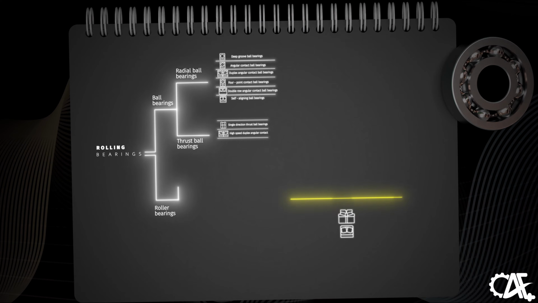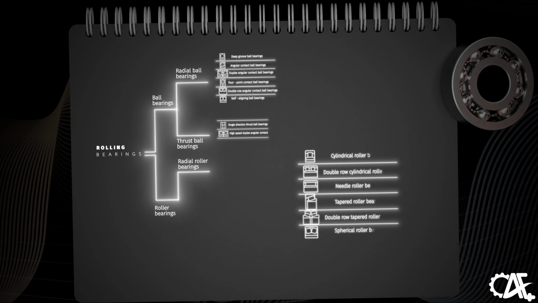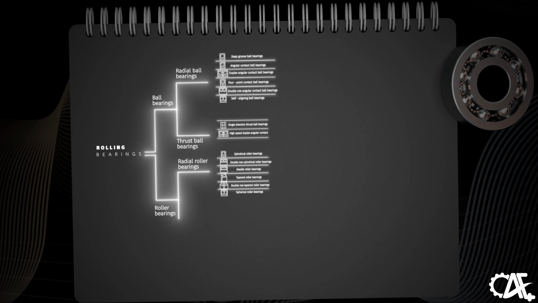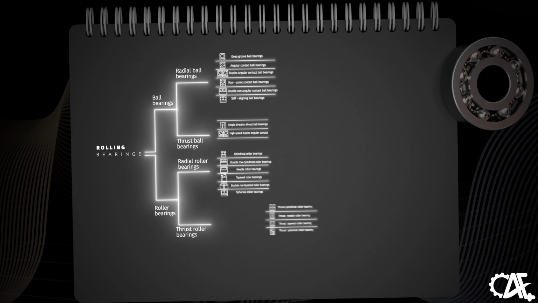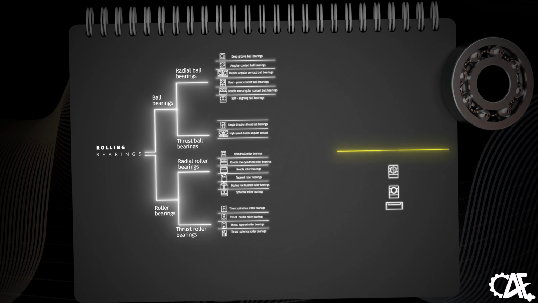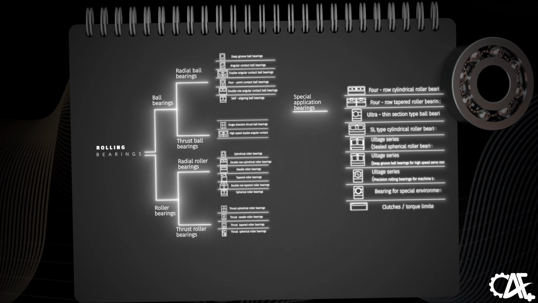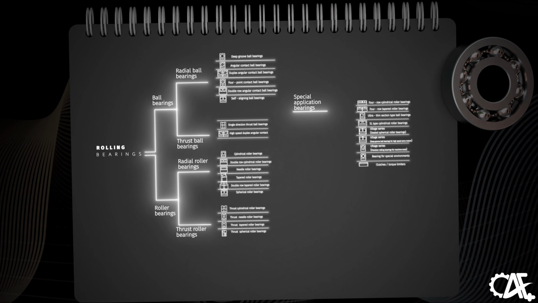Now, as we explore the classification of roller bearings, we come across radial roller bearings, which, instead of balls, utilize rollers to carry heavy radial loads effectively. Their counterpart, the thrust roller bearings, are similarly structured but focus on managing axial loads with their roller configuration. Transitioning to more specialized designs, we have a category known as special application bearings. These are tailored for unique or niche applications addressing specific industry challenges.